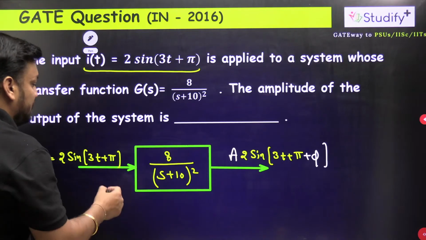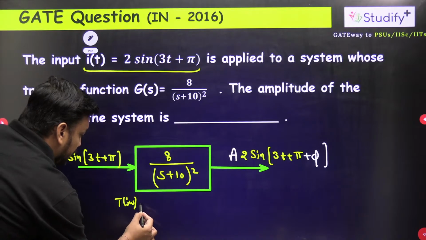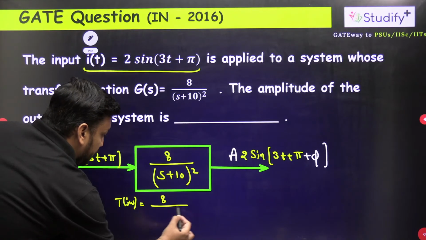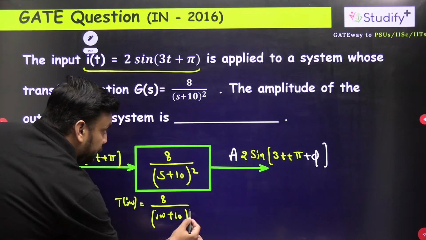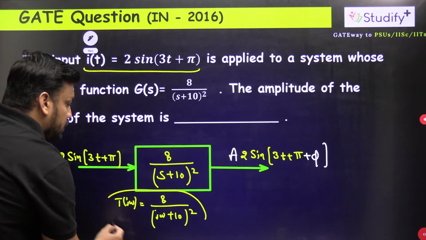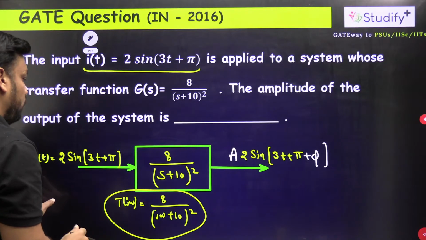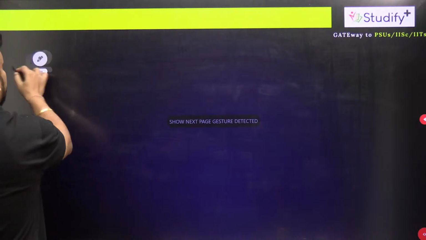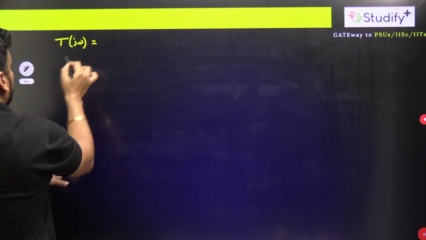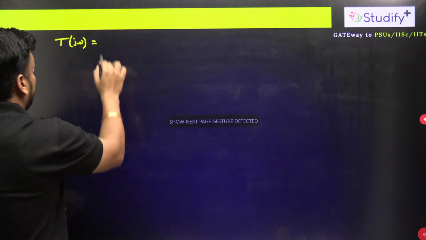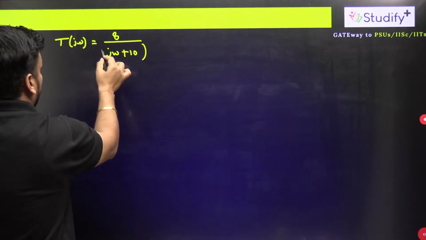So the first step is the transfer function. We should put s equal to j omega. The transfer function will look like 8 upon (j omega plus 10) whole square. Is it clear or not? Now, because I don't have the space, I am going to the next slide, so I am rewriting this transfer function here. So T(j omega) value is 8 upon (j omega plus 10) whole square.